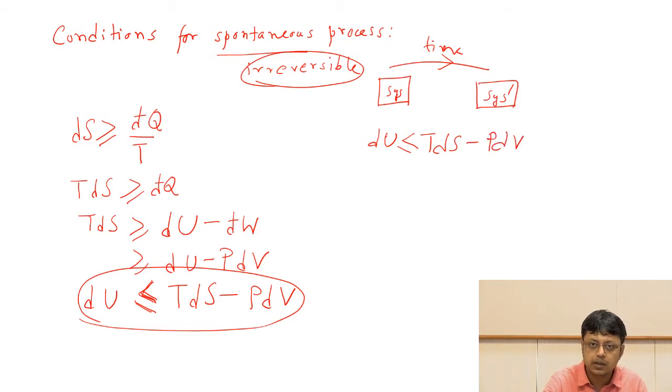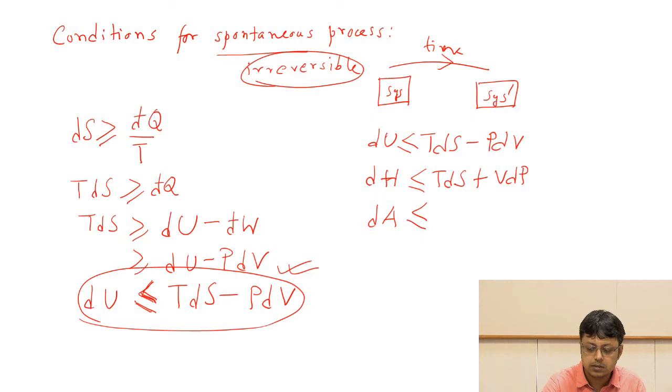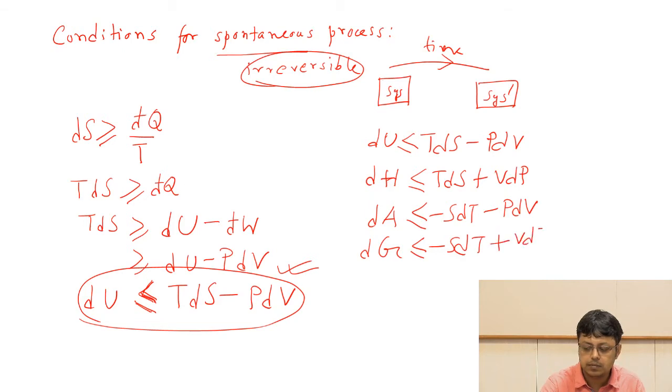So all the equal sign, you can discover later how it comes. So you have to just follow from this fundamental equation, and then you can build up all other equations as we showed in the last class. And dH will be nothing but TdS plus VdP. Similarly, dA will be nothing but minus SdT minus PdV, and dG will be nothing but minus SdT plus VdP.